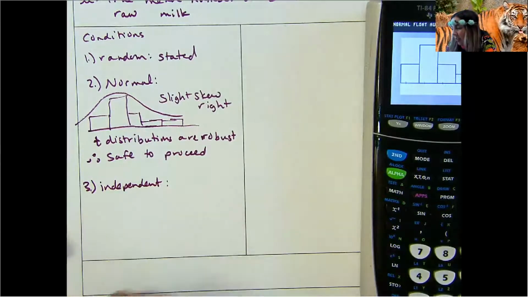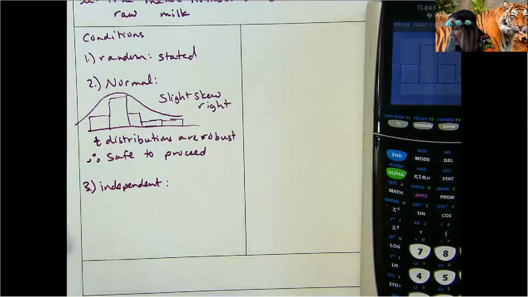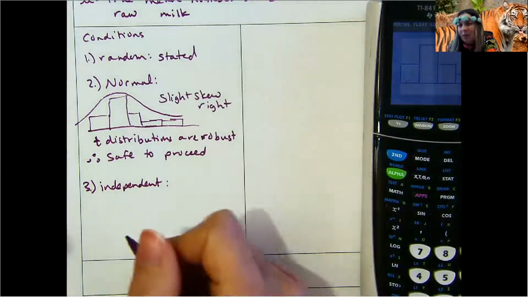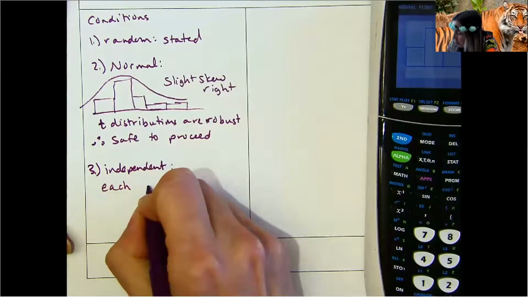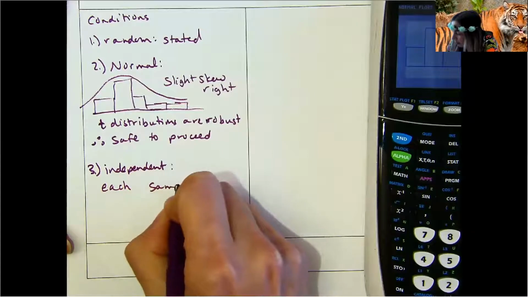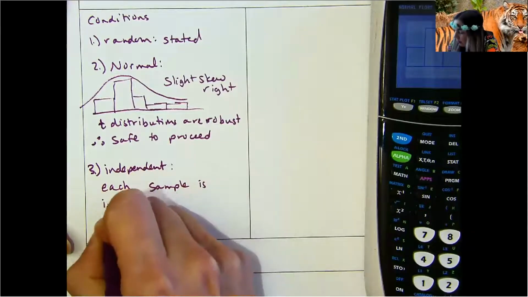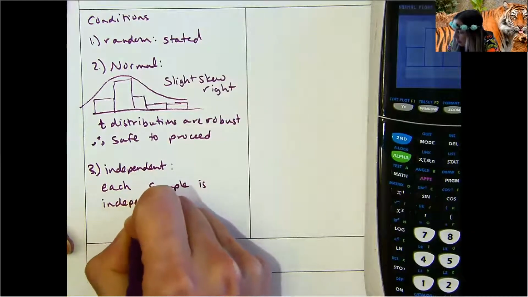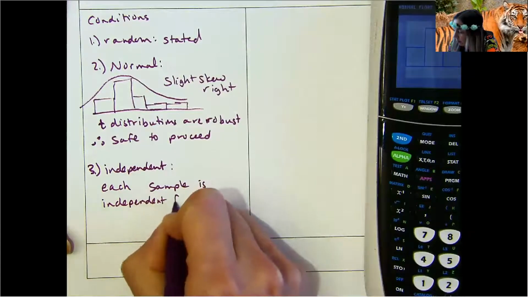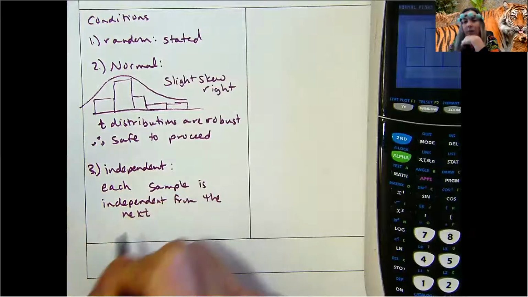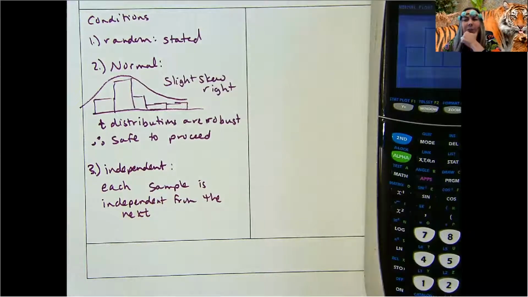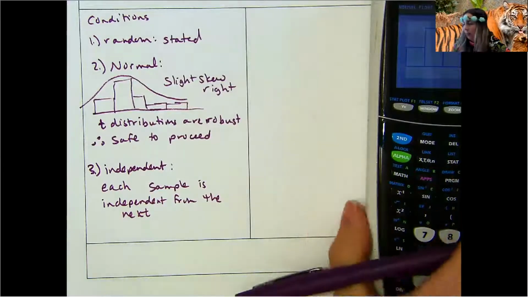This one's kind of strange. You can't say assume there could be 100 specimens of milk taken. I don't know. This one makes more sense to say each sample is independent from the next. So we're going to assume here that whenever we take a sample, it's not impacting the next sample.